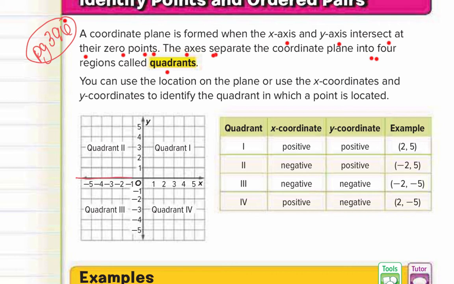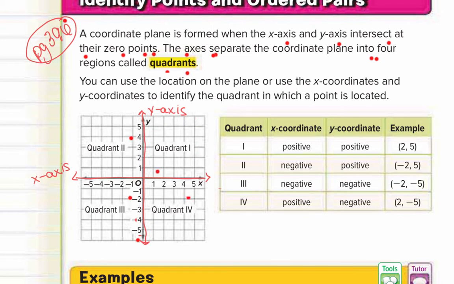So the x-axis is the line that goes left to right. The y-axis is the line that goes up and down. So the x-axis is horizontal, the y-axis is vertical. So these two lines split the coordinate plane into 4 sections. The 4 sections are called quadrants.